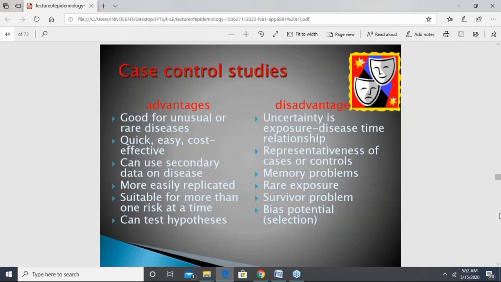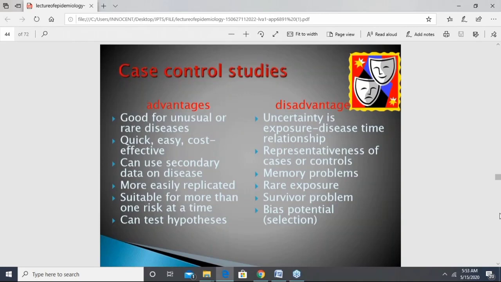It can use secondary data on disease. So you can go to the hospital and collect people; primary data is the immediate data. Secondary data, you can go to the hospital and collect the data from their files. It's suitable for more than one risk at a time, so when you have 2, 3, 4 risks, you can do it. It can test hypotheses. Hypothesis just means assumptions or ideologies or theories. So you can use this case control design to test theories.